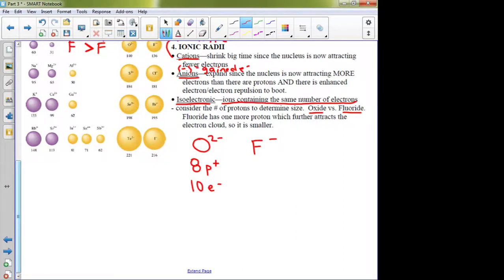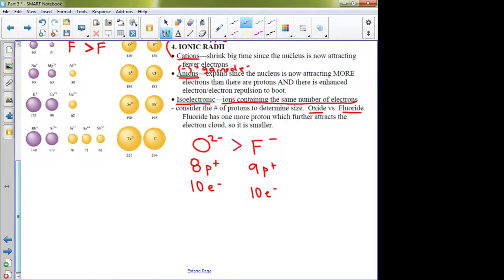Okay? Well, let's look at fluorine. How many protons does fluorine have? 9. Okay, it's F negative, so how many electrons does it have? 10. 10 electrons. So now, which one of these is going to be smaller? It's going to be F. There you go. It's going to be F.